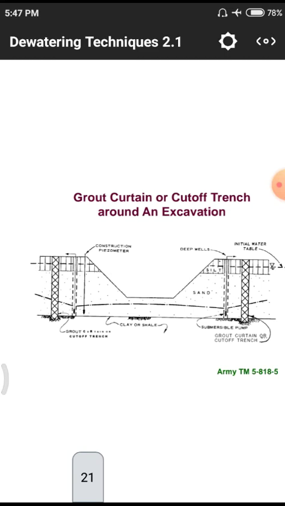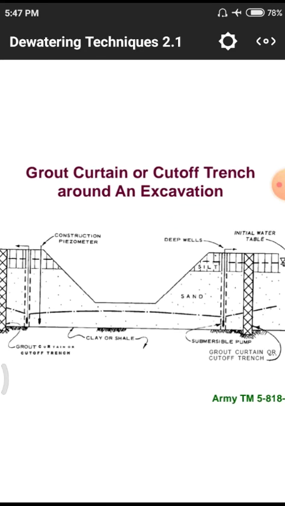Next one we are having a different procedure, grout curtain or cut off trench around an excavation. That means excavation is normally used to remove a particular amount of material from the soil itself. Normally for construction purposes we need to use different kinds of equipment to dig the particular amount of soil from the fields for the foundations and others, to stabilize the particular quantity of the soils. So we need to use these excavation techniques for different structures.